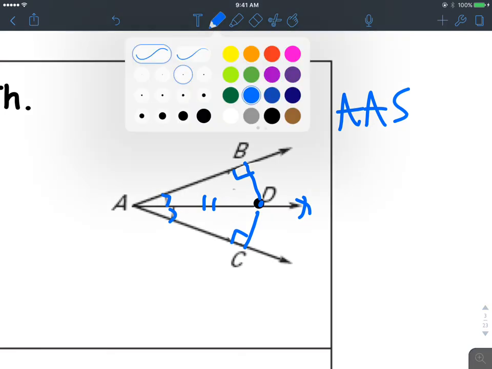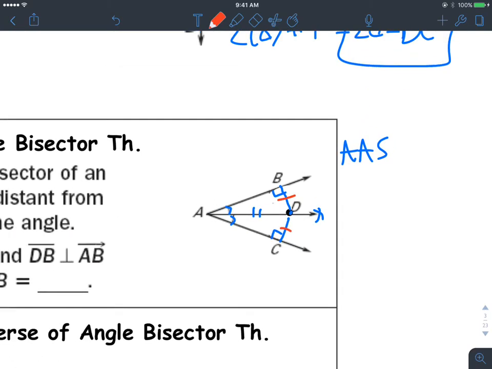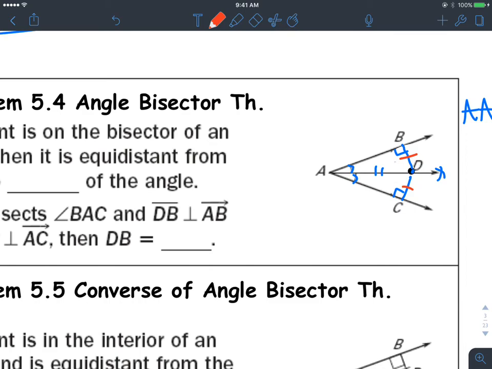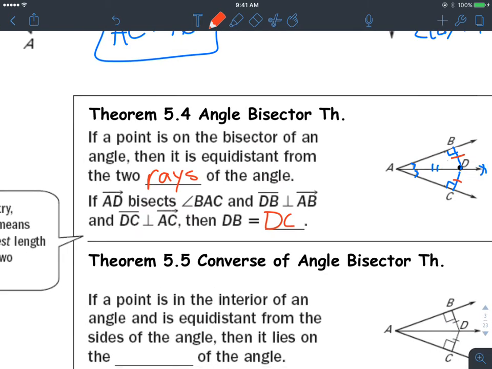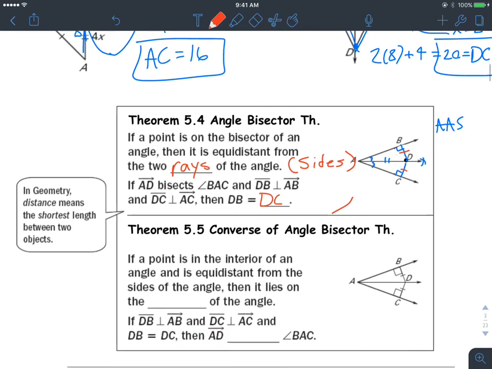If those two triangles are congruent, then we therefore know BD is congruent to DC right there. So we can write that out in our proof, or in our theorem, I guess. So it is equidistant from the two rays, or some people might say sides, whatever you want, the two rays or the two sides, if you want to write that instead. So there you go, that's because of angle, angle, side.